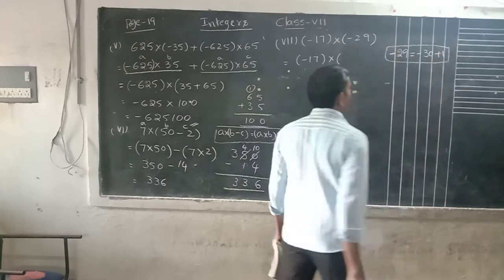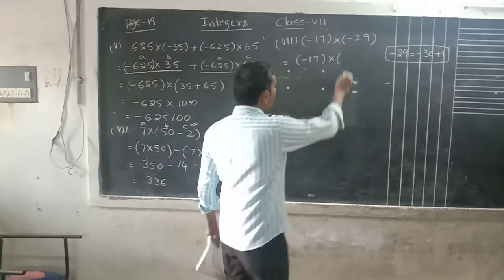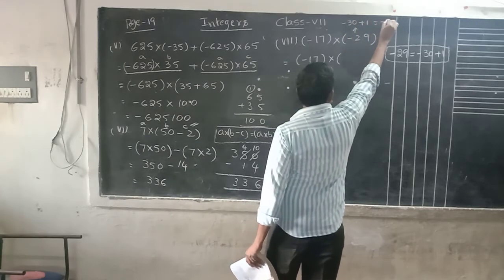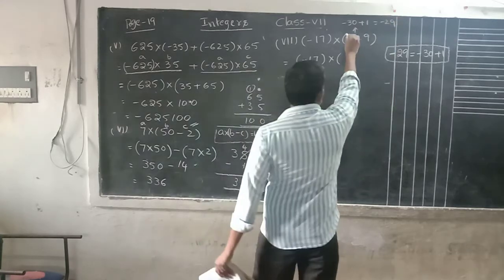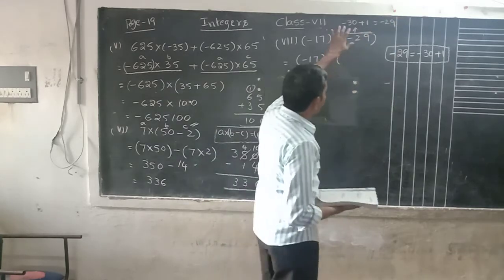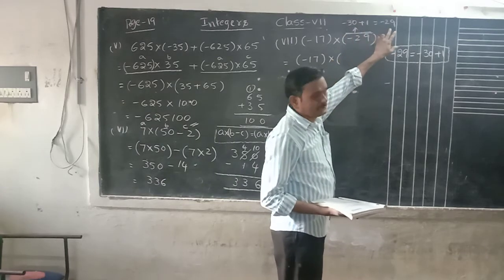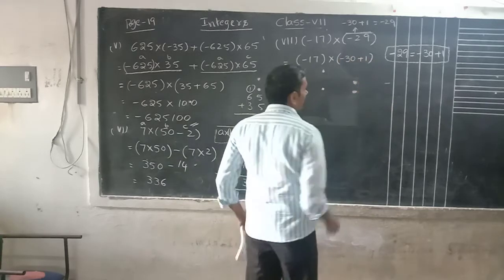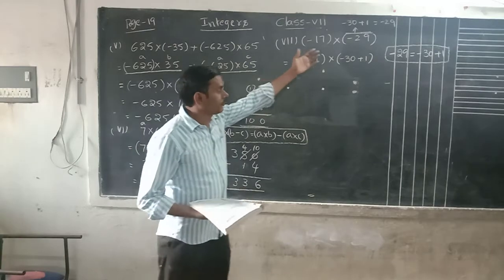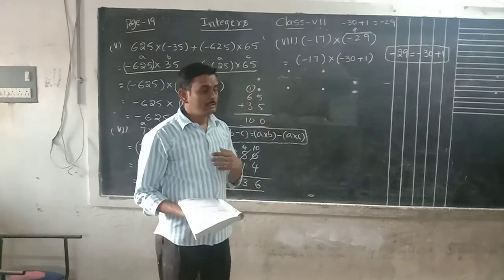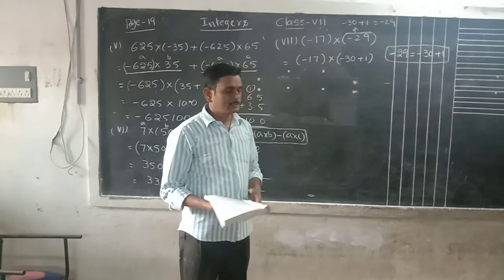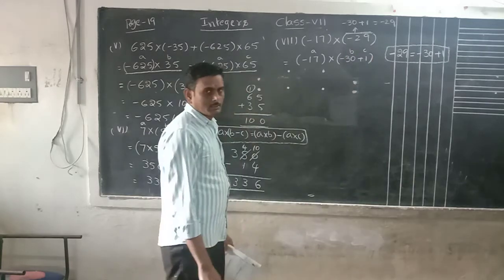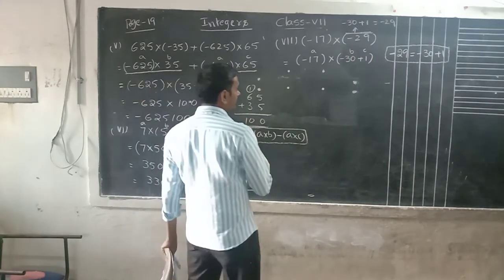Minus 30 plus 1 equals minus 29. I wrote it like this, minus 30 plus 1, for convenience. You can write 20 plus 9 also, but it will take some time. If you take these numbers, it will be easy to work. Now A is this value, B is this value, C is this value.